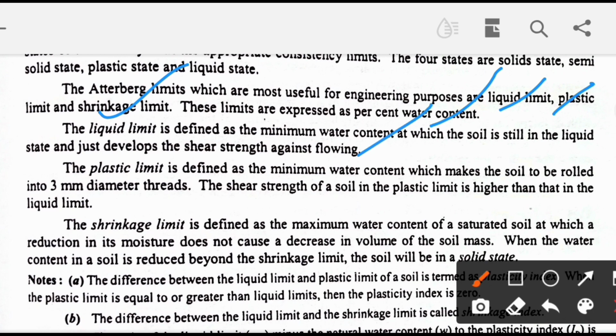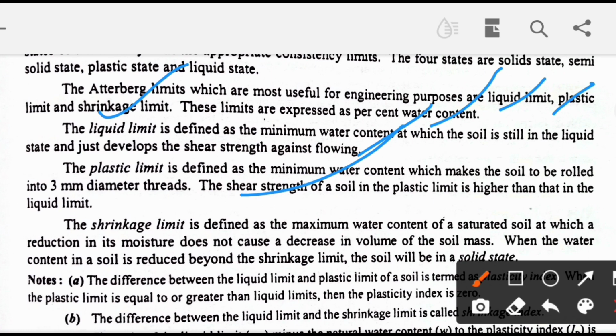The plastic limit is defined as the minimum water content which makes the soil to be rolled into 3 mm diameter threads. The shear strength of a soil at the plastic limit is higher than that at the liquid limit.